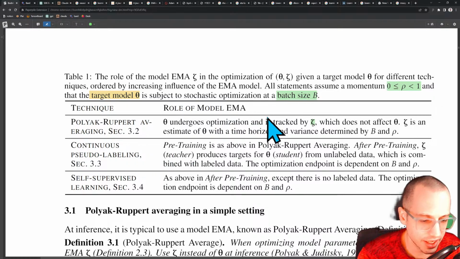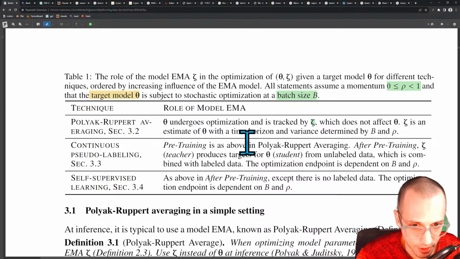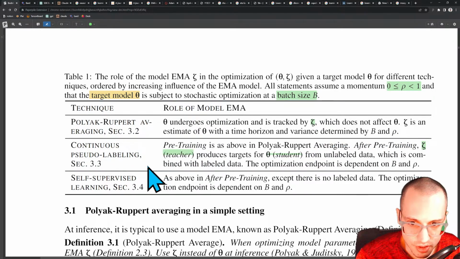Now a more complicated, more practical, more realistic version is pseudo-labeling and then self-supervised learning. Pseudo-labeling is basically the same thing as the one above, except they're now calling the EMA model a teacher and the target network a student. They're feeding unlabeled data, combined with labeled data. The unlabeled data is probably going to be labeled by the teacher, so they're training on batches that have some mix of labeled data, labeled by you, the human, and unlabeled data, labeled by the teacher.